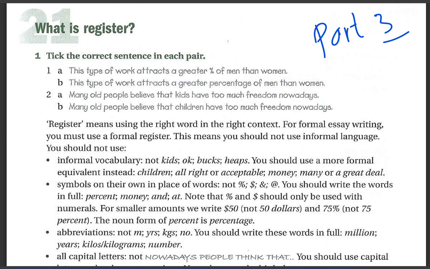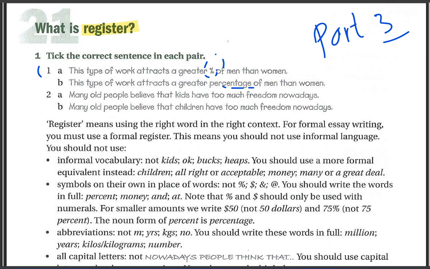Unit 21, what is a register? In this unit, we are going to talk about register. Look at part 1. Tick the correct sentence in each pair. Look at number 1. A. This type of work attracts a greater % of men than women. B. This type of work attracts a greater percentage of men than women.